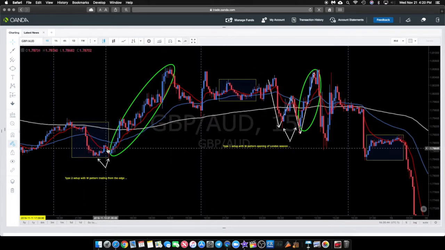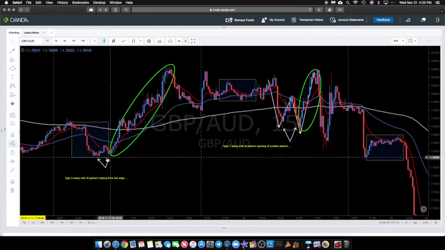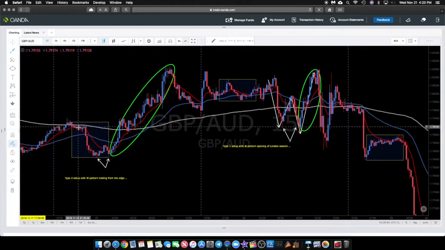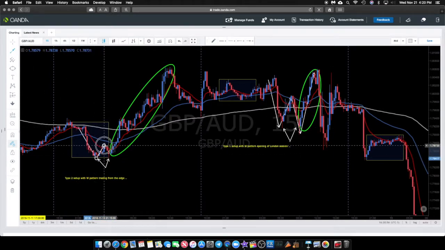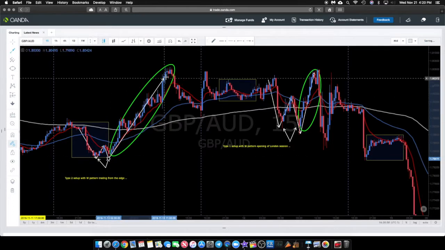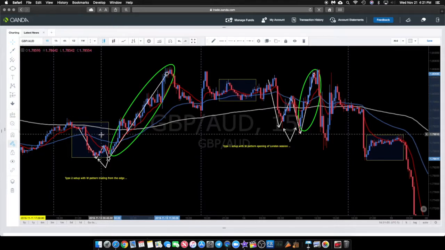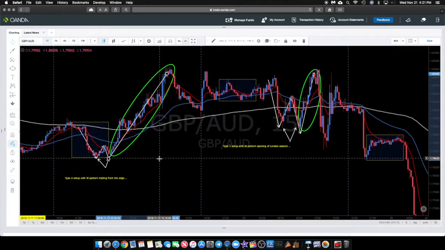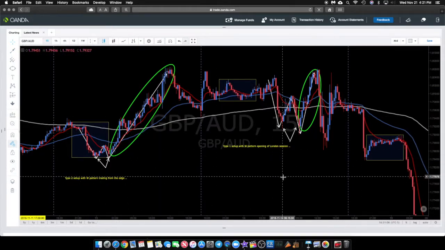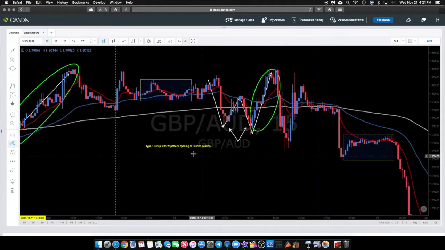Again, W type 2 setup here. We tagged basically the Asian low. We created the W here, so you'll see the W here, and then boom, it broke out. So about 200 pip move on that day. That was an awesome trade there. Let's go on to the next day.